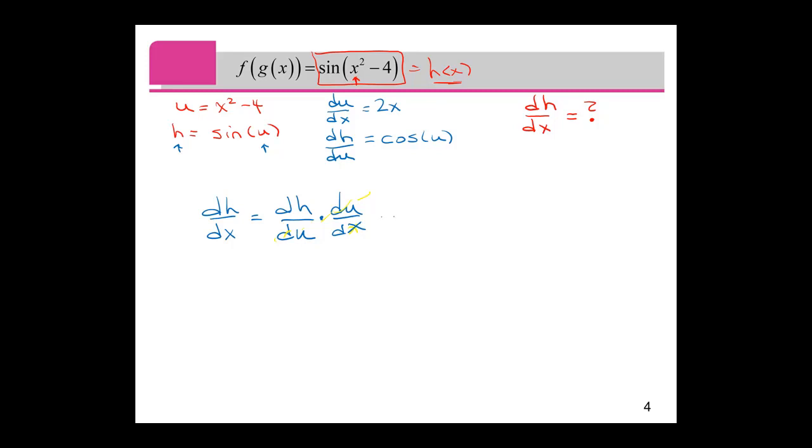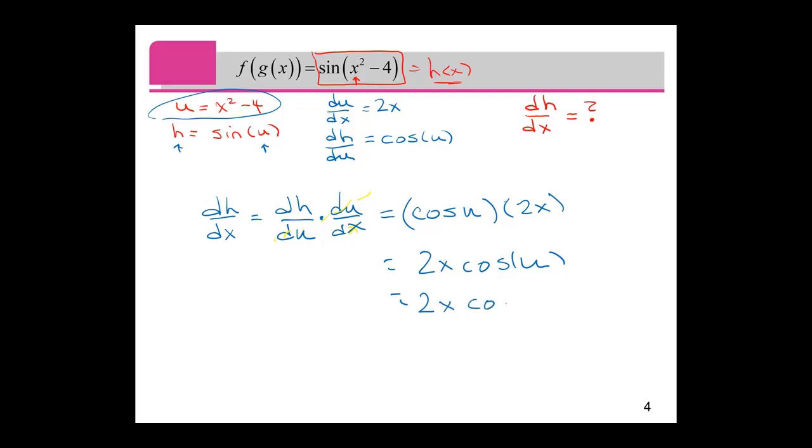So all I really have to do is look at my dh du, which is cosine of u, and multiply that by du dx, which is 2x, which gives me 2x cosine of u. But u is equal to x squared minus 4, so I have 2x times the cosine of x squared minus 4, which is again the answer that we've gotten a couple of different ways now.